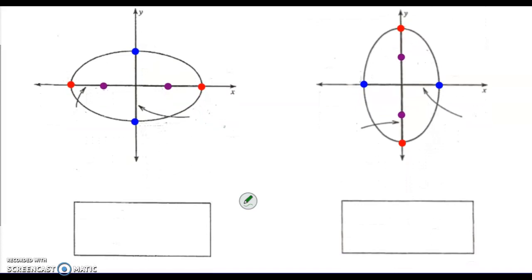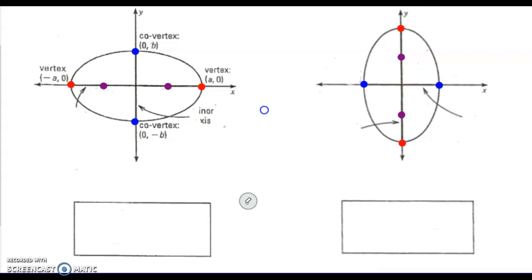So there are several things that are going on right here. See these red spots? Those are called the vertices. And the letter that goes with our vertices is going to be A. Then the blue points are our co-vertices. And so we're going to have two of those, and those are going to be B. So the vertices always get the A, that's the long side. The co-vertices always get the B, that's the short side.